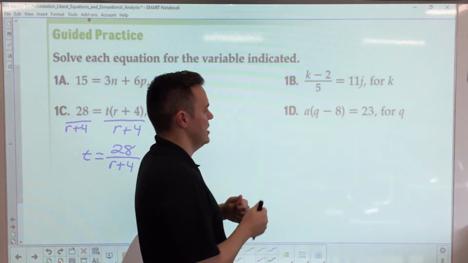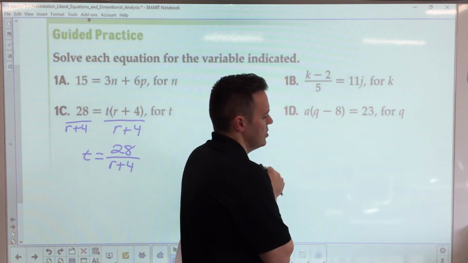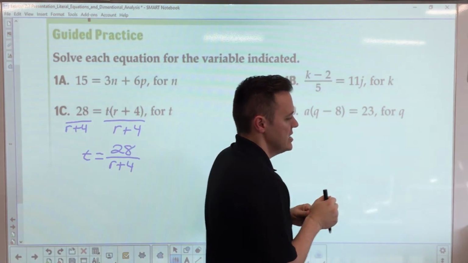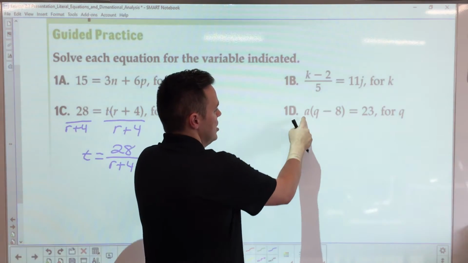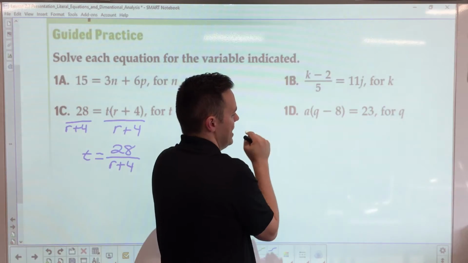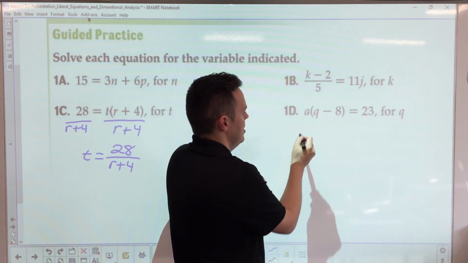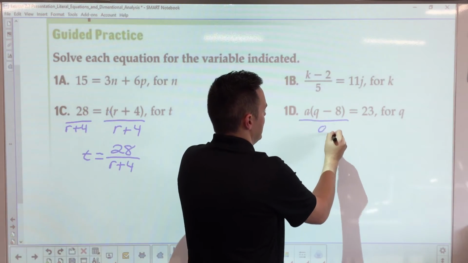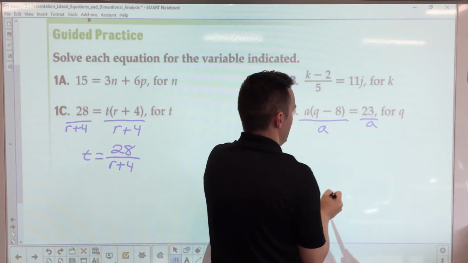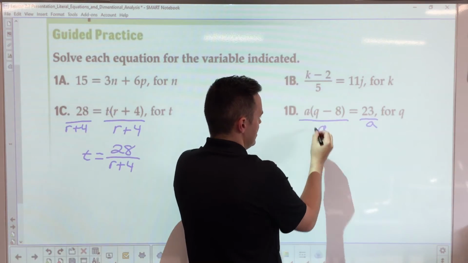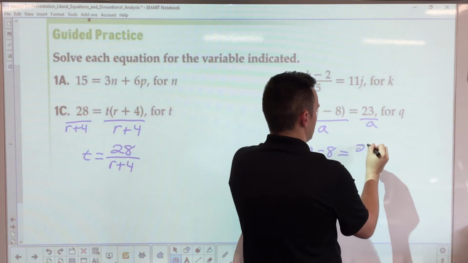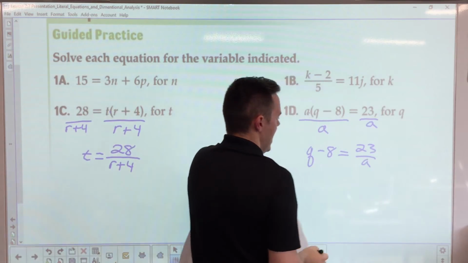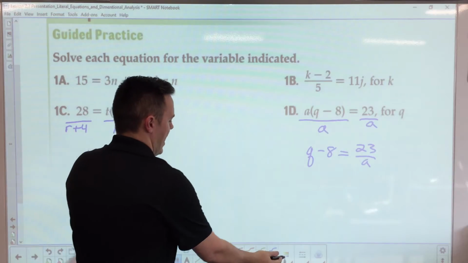This equation, ladies and gentlemen, first thing you would do, okay, when you're solving this is going to be actually the exact opposite of what we've done in the past, which is you want to get rid of this a. And how would you get rid of this a? You would actually multiply or divide both sides by a. So when you do that, the a's are going to cancel out, and you're going to get q minus 8 equals 23 over a. I bet you most of you looking at this think to yourself, how do you do that?